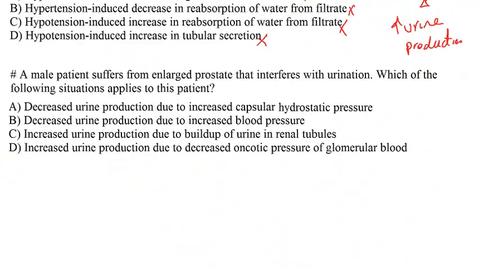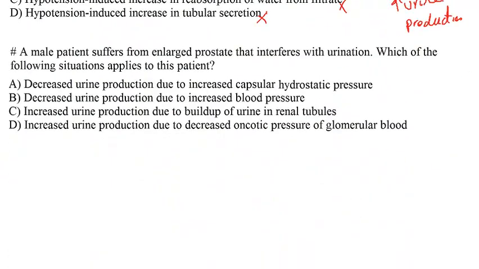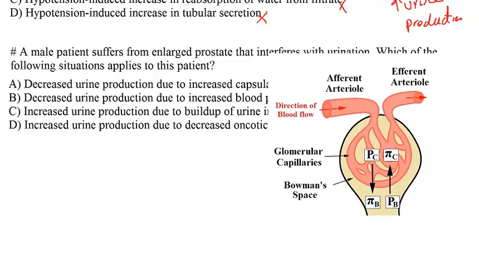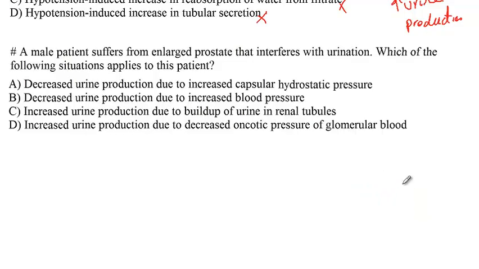So actually I have an image here for you to see. By having now too much pressure in the Bowman's capsule, because now too much urine has built up, it interferes with any fluid being pushed through the Bowman's capsule. So therefore there would be reduced urine production.